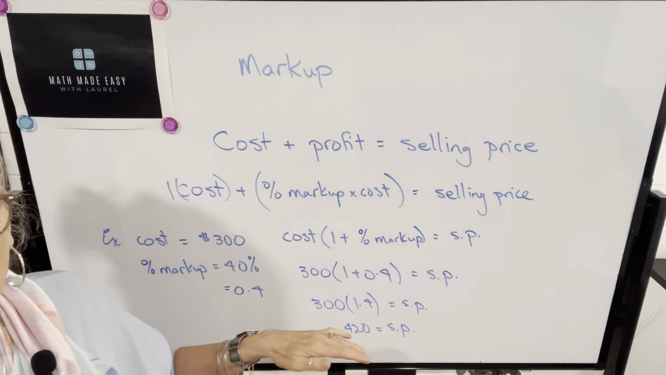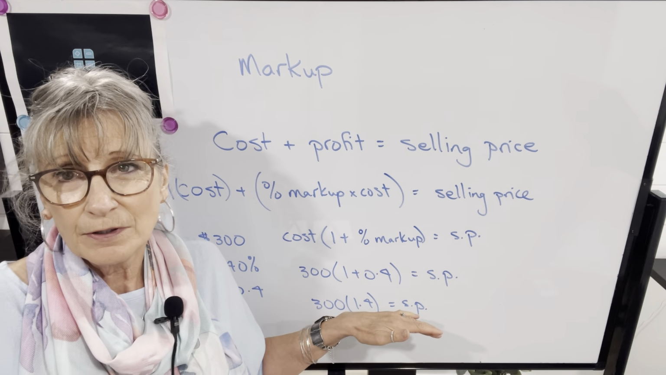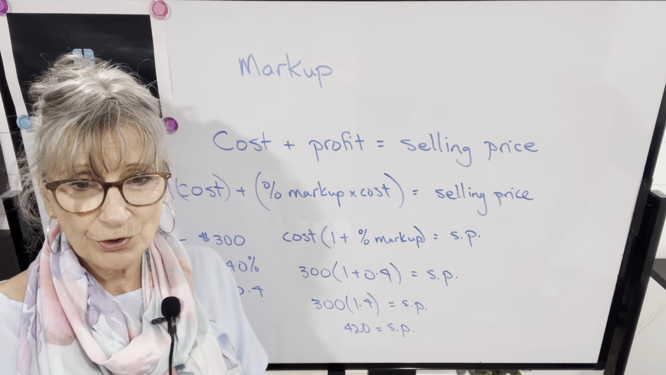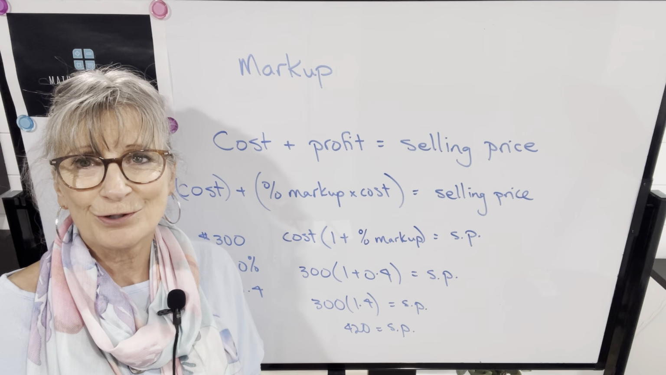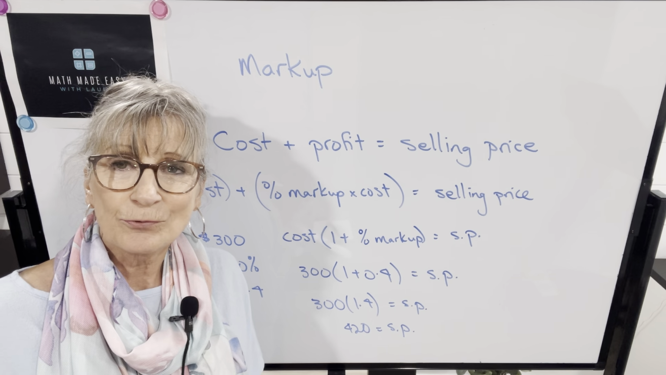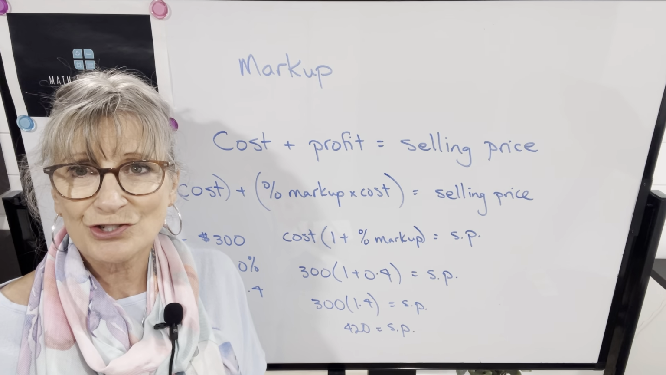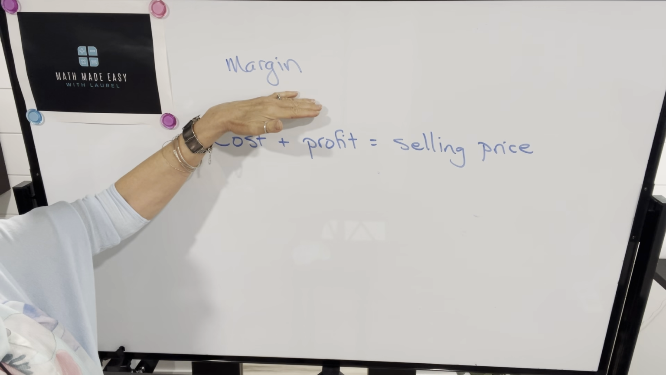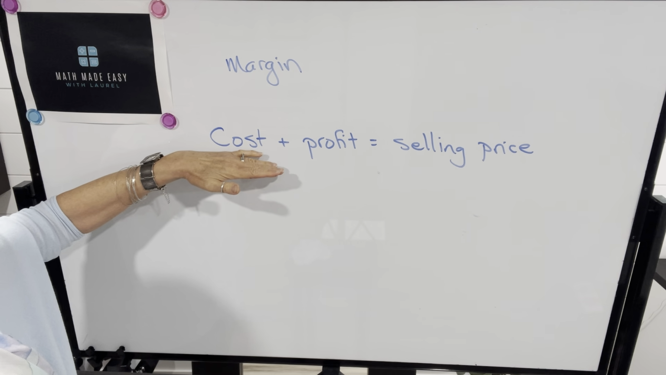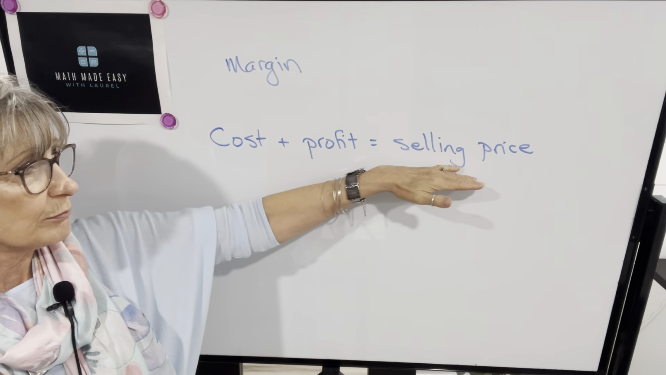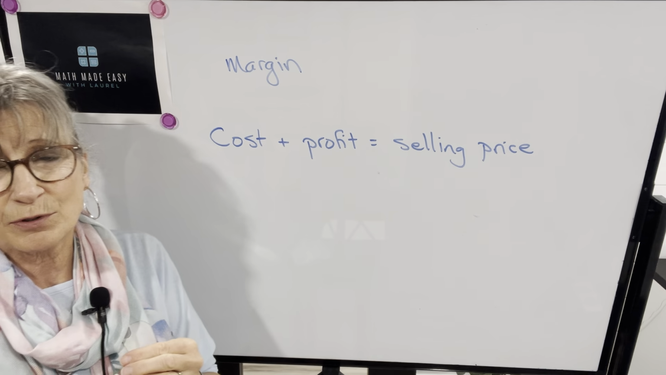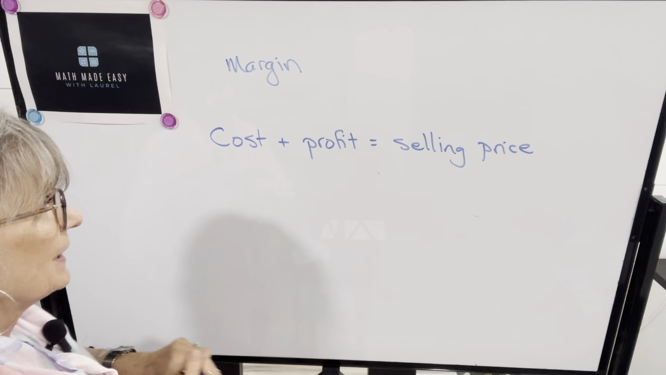So you might find that if you're doing a lot of selling price calculations when you know the cost and the percent markup, this shortcut might be best for you. Now let's take a look at the formula that we're going to use if we're doing margin questions. With margin, we still are going to use the formula cost plus profit equals selling price, but with percent margin, our profit is going to be a percent of our selling price.